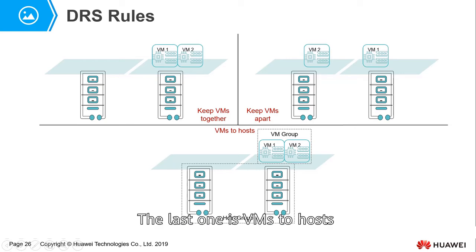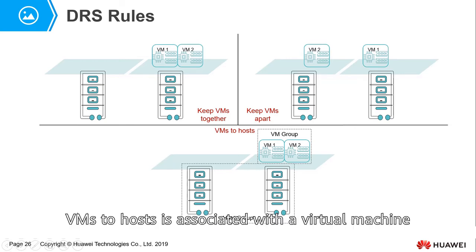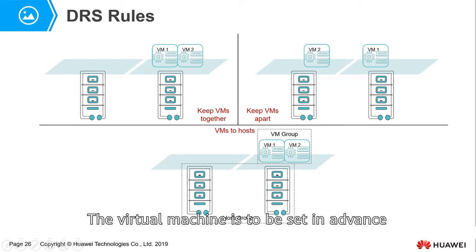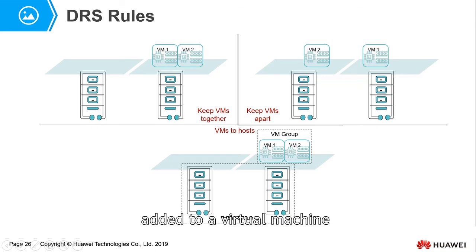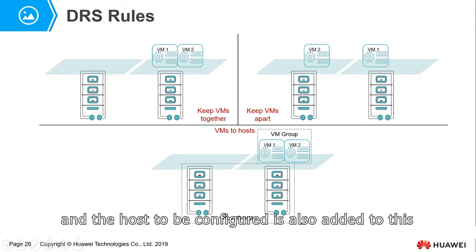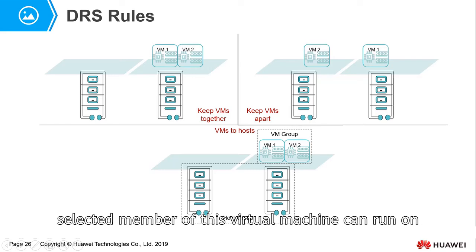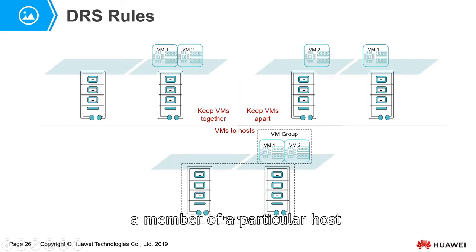The last one is VMs to host. VMs to host associates a virtual machine group with a host group, and the association rule is set. The virtual machines are set in advance and added to a virtual machine group, and the hosts to be configured are also added to a host group. Then you specify whether the selected members of the virtual machine group can run on a member of a particular host group.